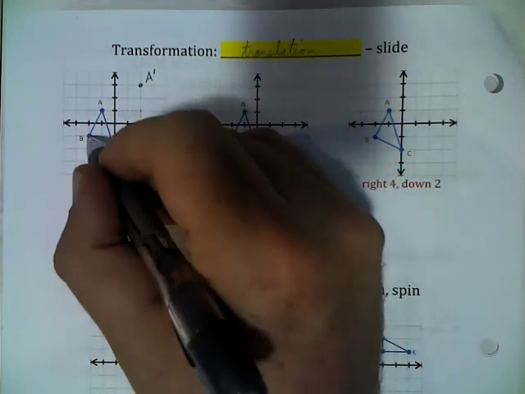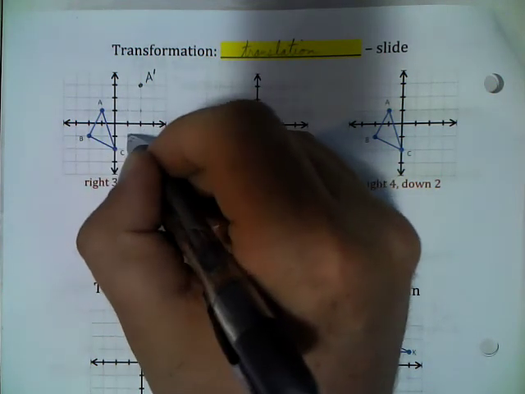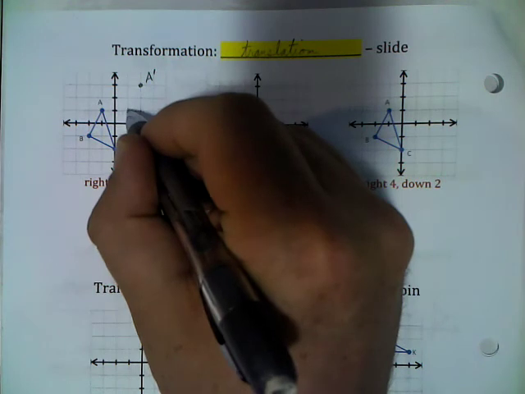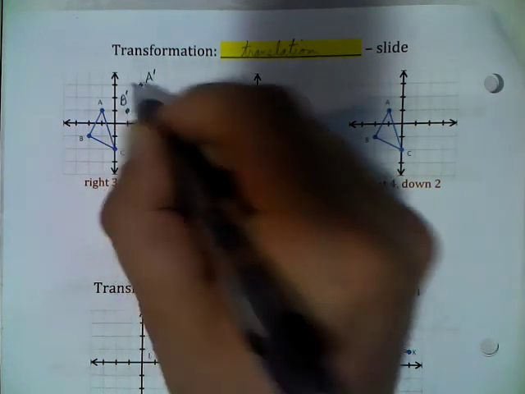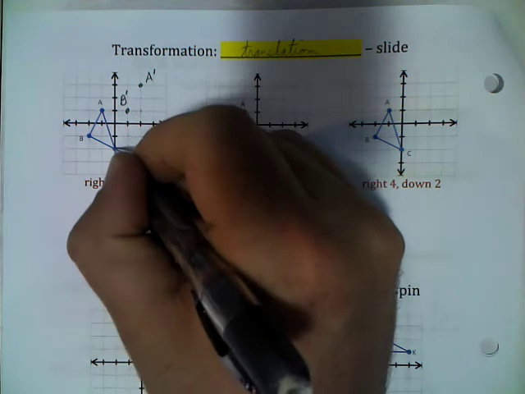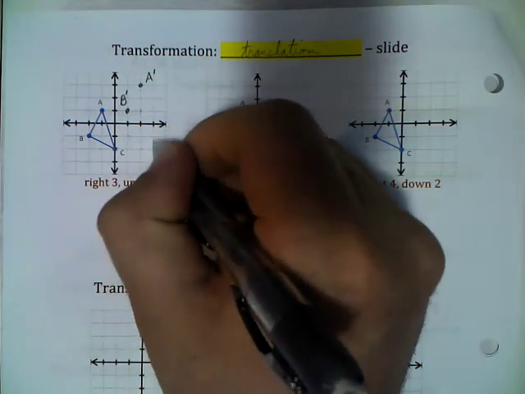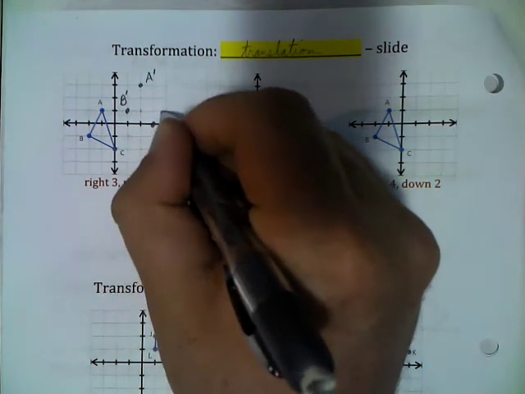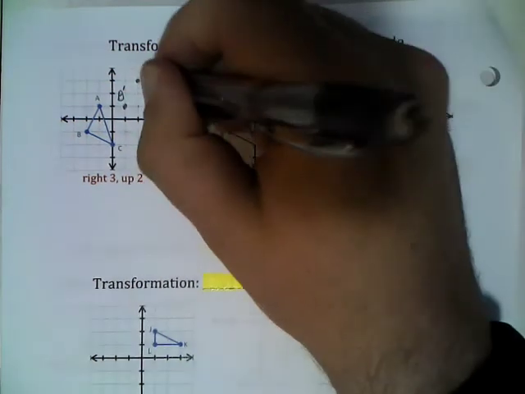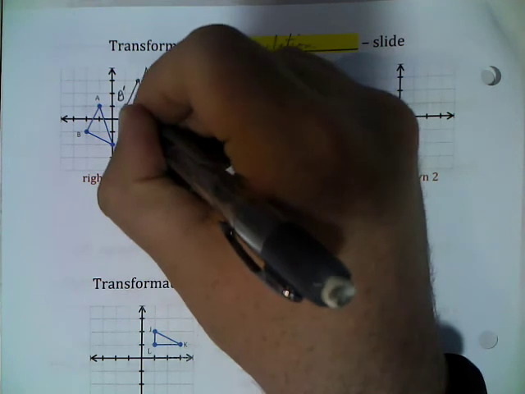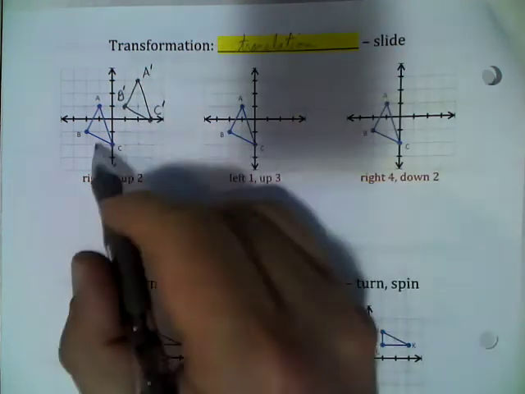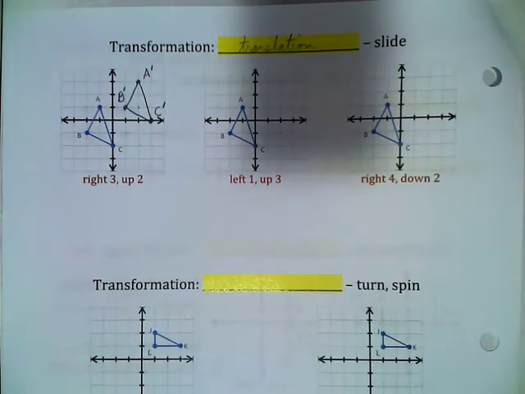Now for B, same directions. 1, 2, 3 to the right, and 1, 2 up. That's my B prime. Finally C, 1, 2, 3 to the right, 1, 2 up. There's my C prime. And so now if I connect these dots, it should look like the same triangle, but we just slid it right and up.